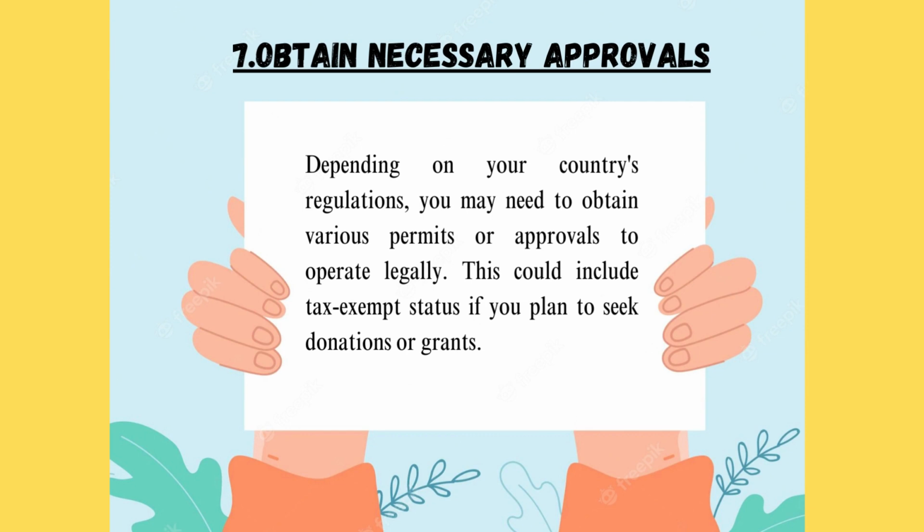Number 7. Obtain necessary approvals. Depending on your country's regulations, you may need to obtain various permits or approvals to operate legally. This could include tax-exempt status if you plan to seek donations or grants.